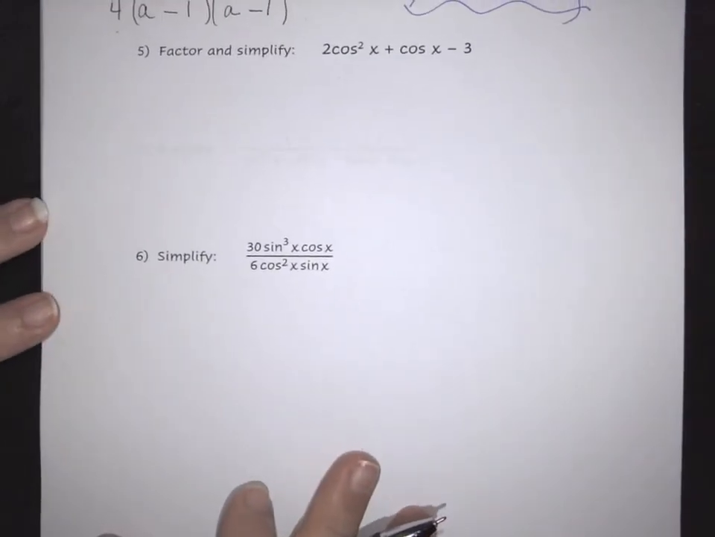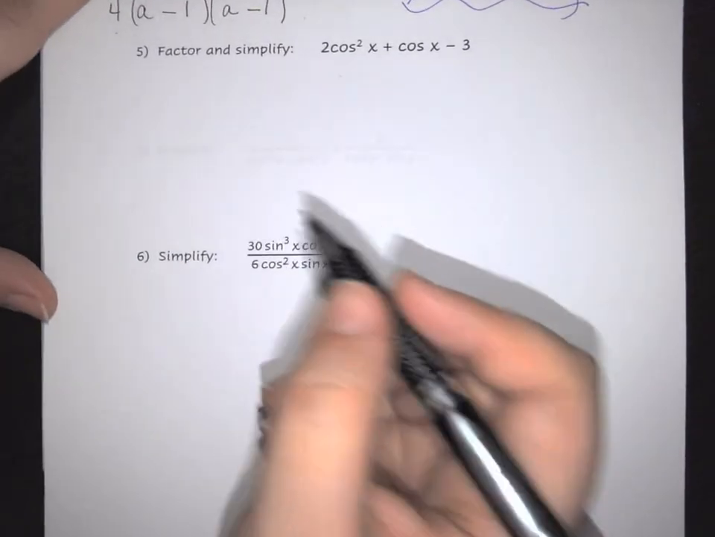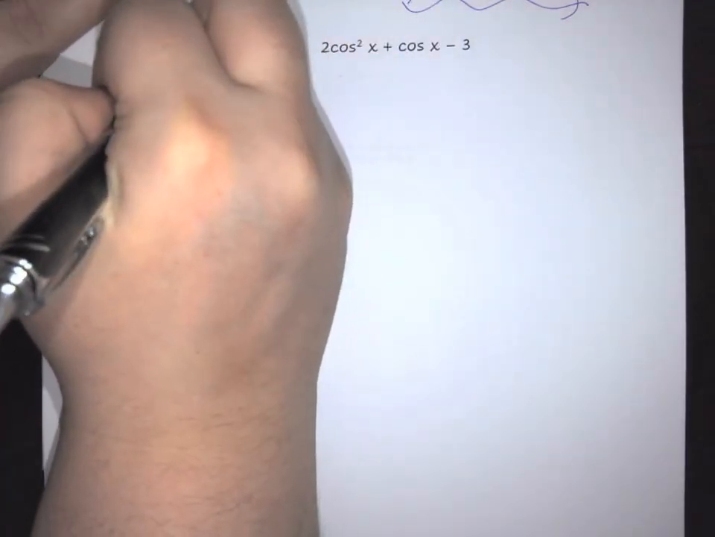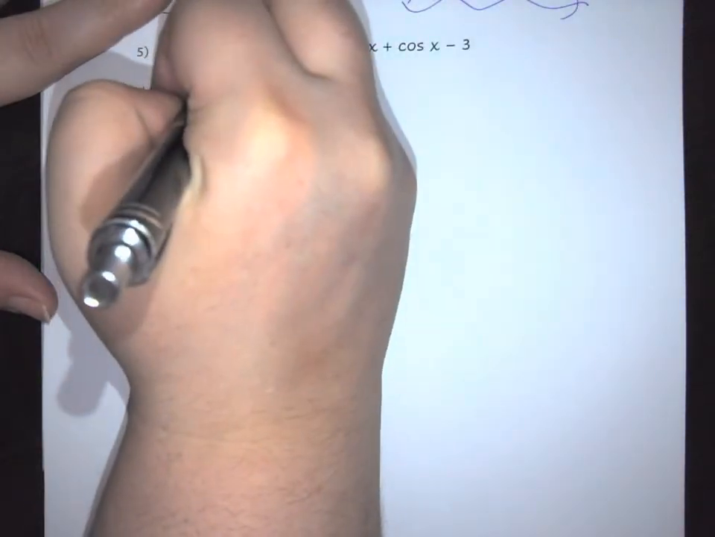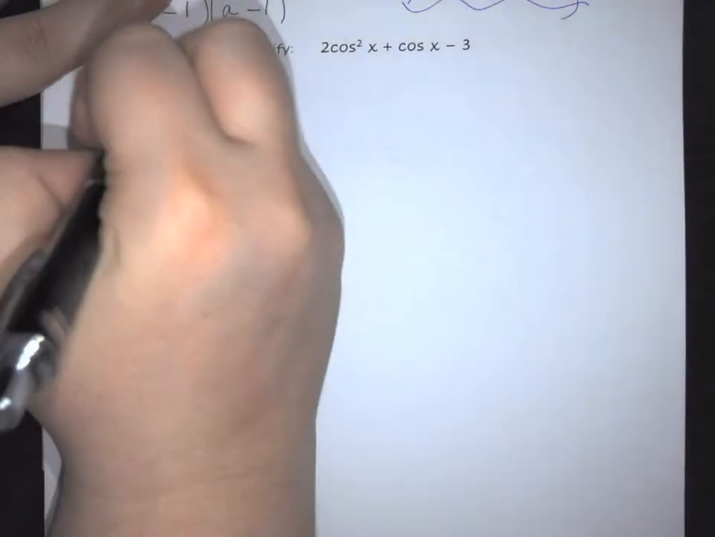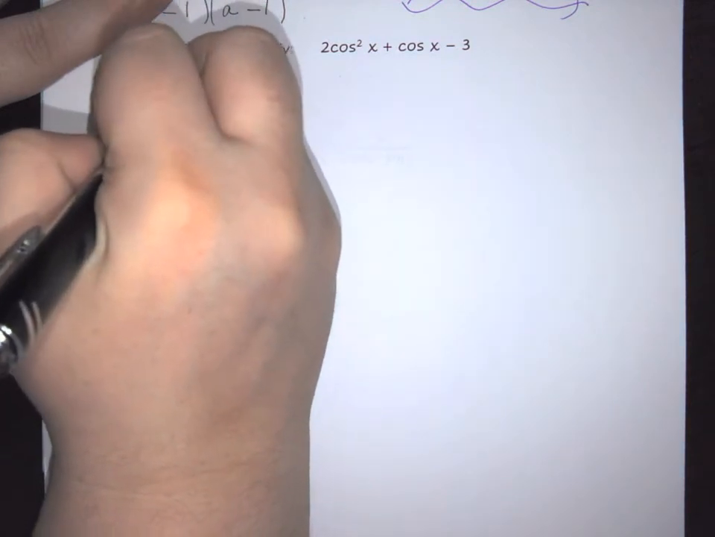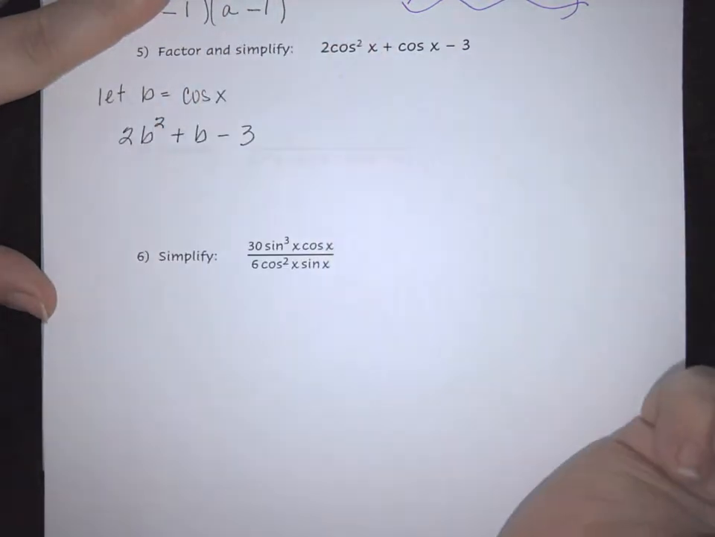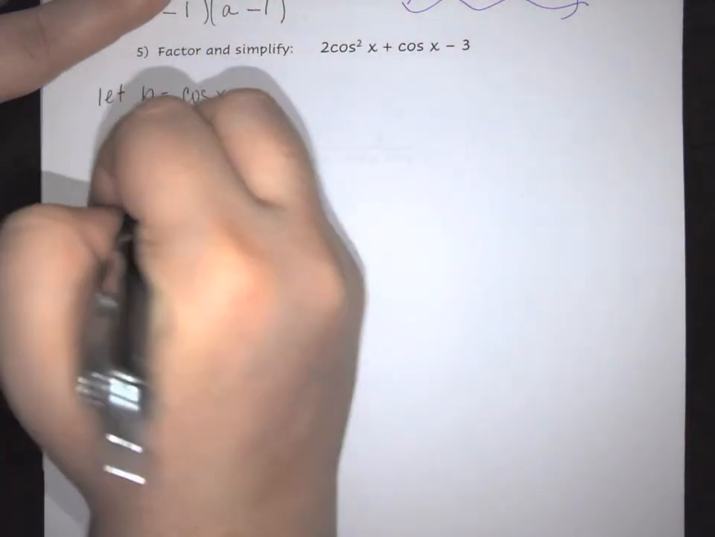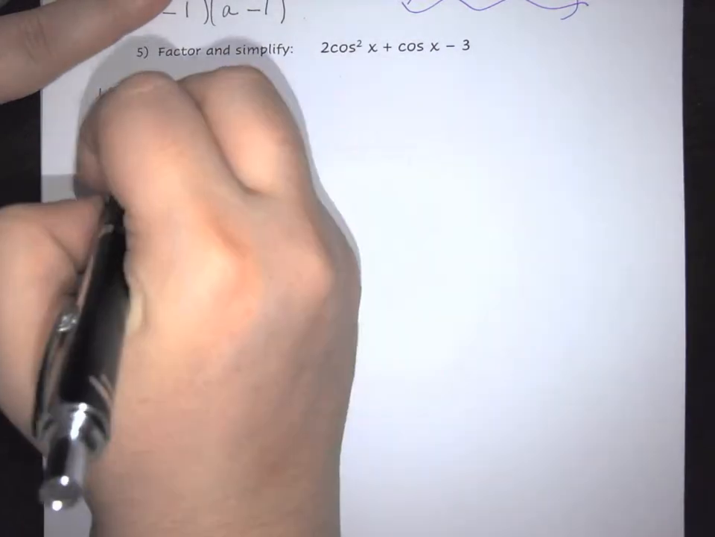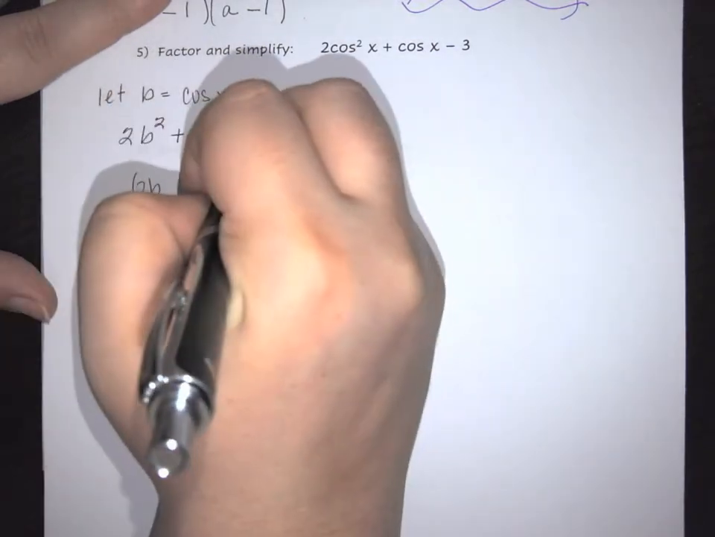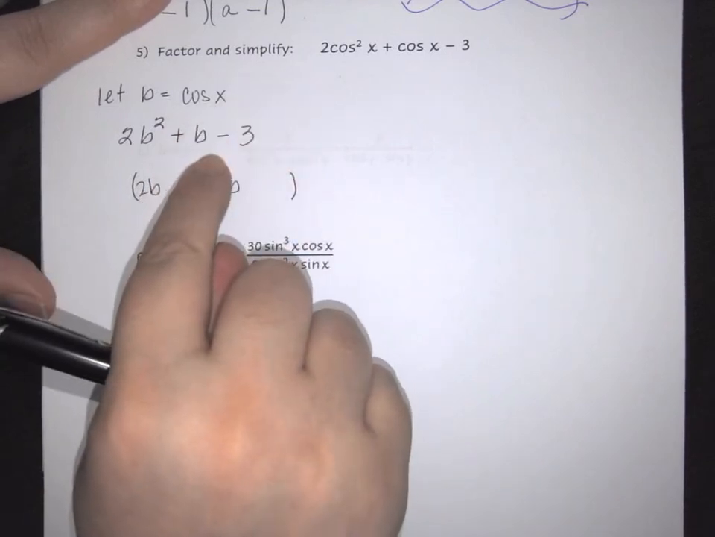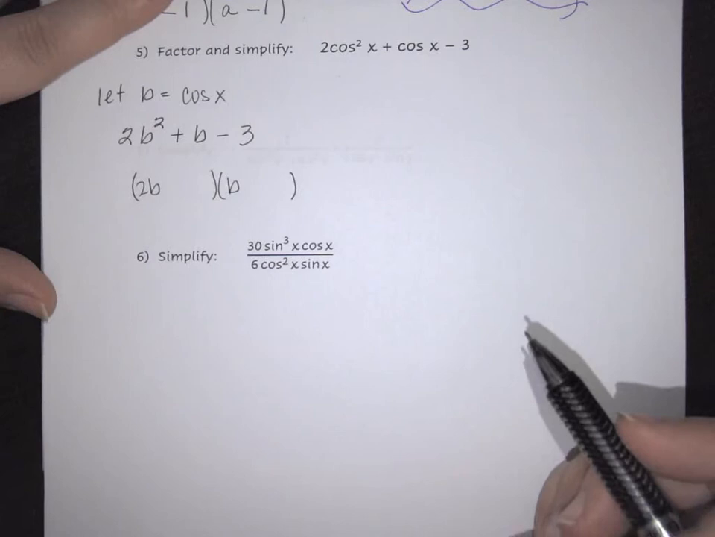Okay, let's try another one. So here we can do the same thing. We can say let b equal the cosine of x. And so in this case we would have 2b squared plus b minus 3. I don't have anything that I can pull out, so again, I'm going to go right into my factors. So I know I have to have 2b and b. And then I have 3. And I know my only factors of 3 are 1 and 3, and they have to give me 1 as a result.